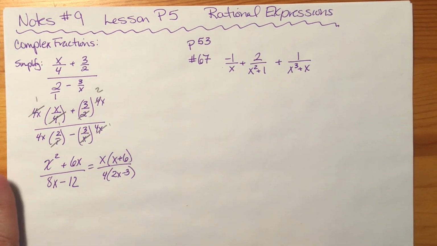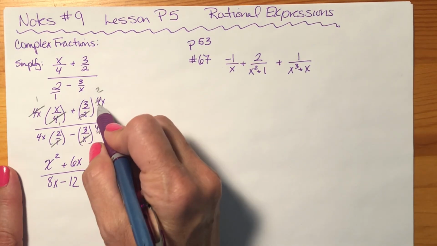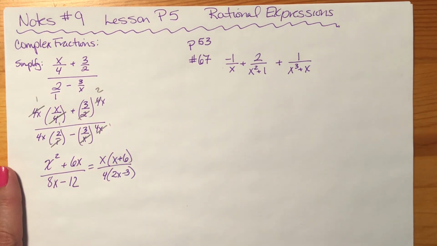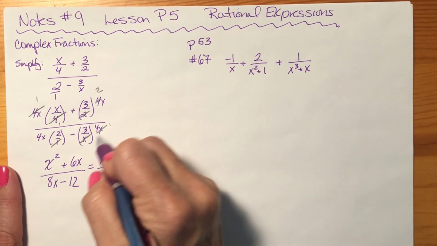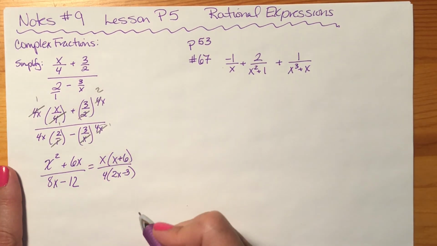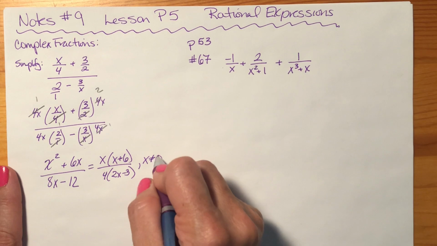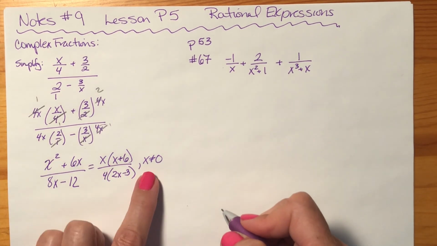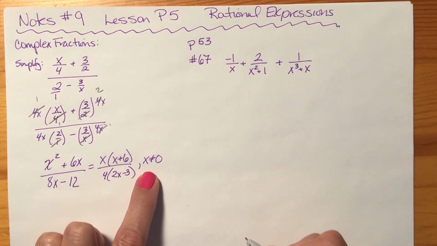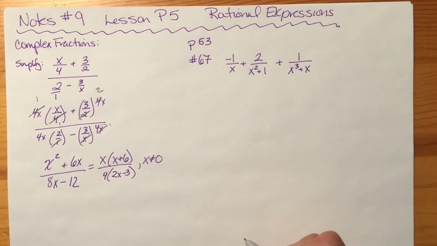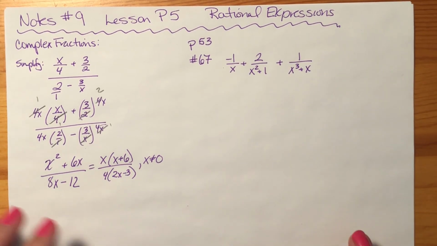But I want to draw your attention. What did we divide out here? All right, 4, 2, that's not a big deal. 1, not a big deal. But the x, we divided out the x here. So we need to tell our reader, hey, x is not equal to 0. It's not part of our domain. You can't forget that. That's very important. If you don't have that, then you'll lose some points.